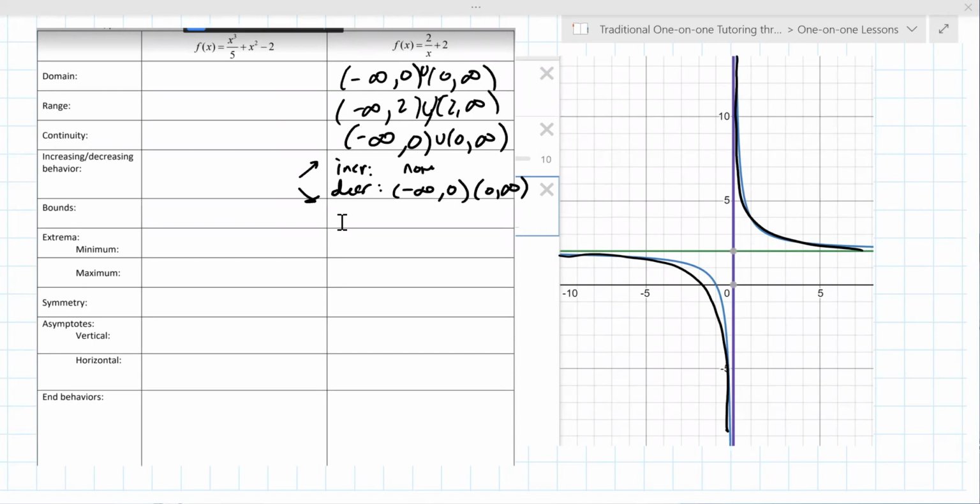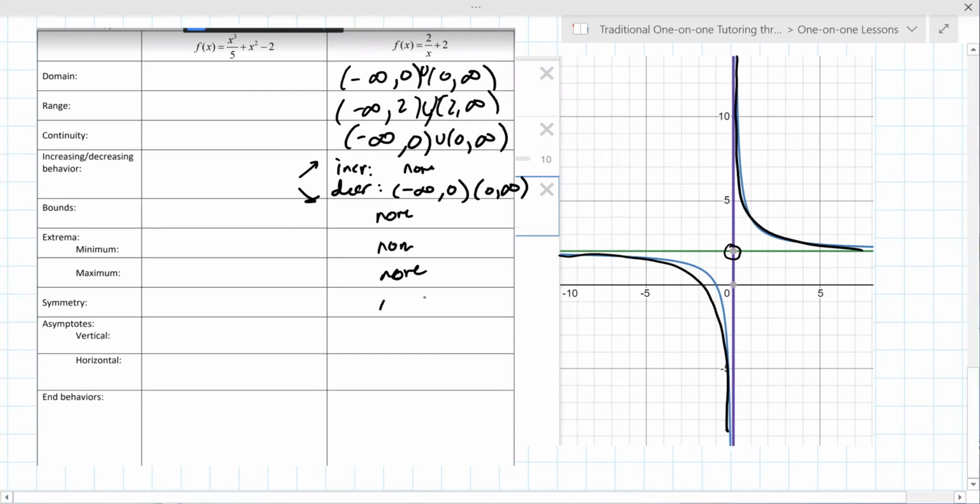Bounds. So this one doesn't have any bounds because it goes up forever and down forever. So I guess I would say none. It's got a place where it doesn't exist. The extrema, it has no minimum because it goes down forever, and it has no maximum because it goes up forever. Okay. This one is symmetrical about this point right here, but there is no symmetry about that point in general. So you would just say none.